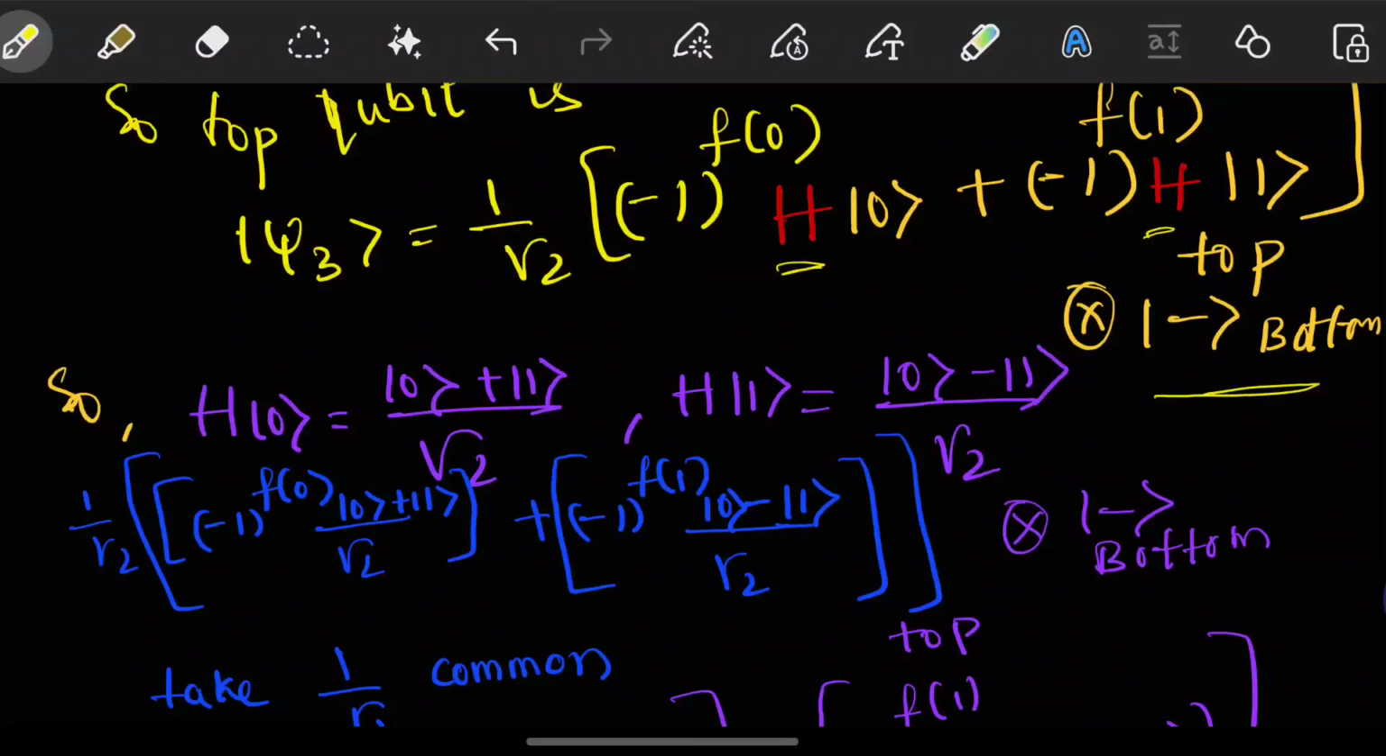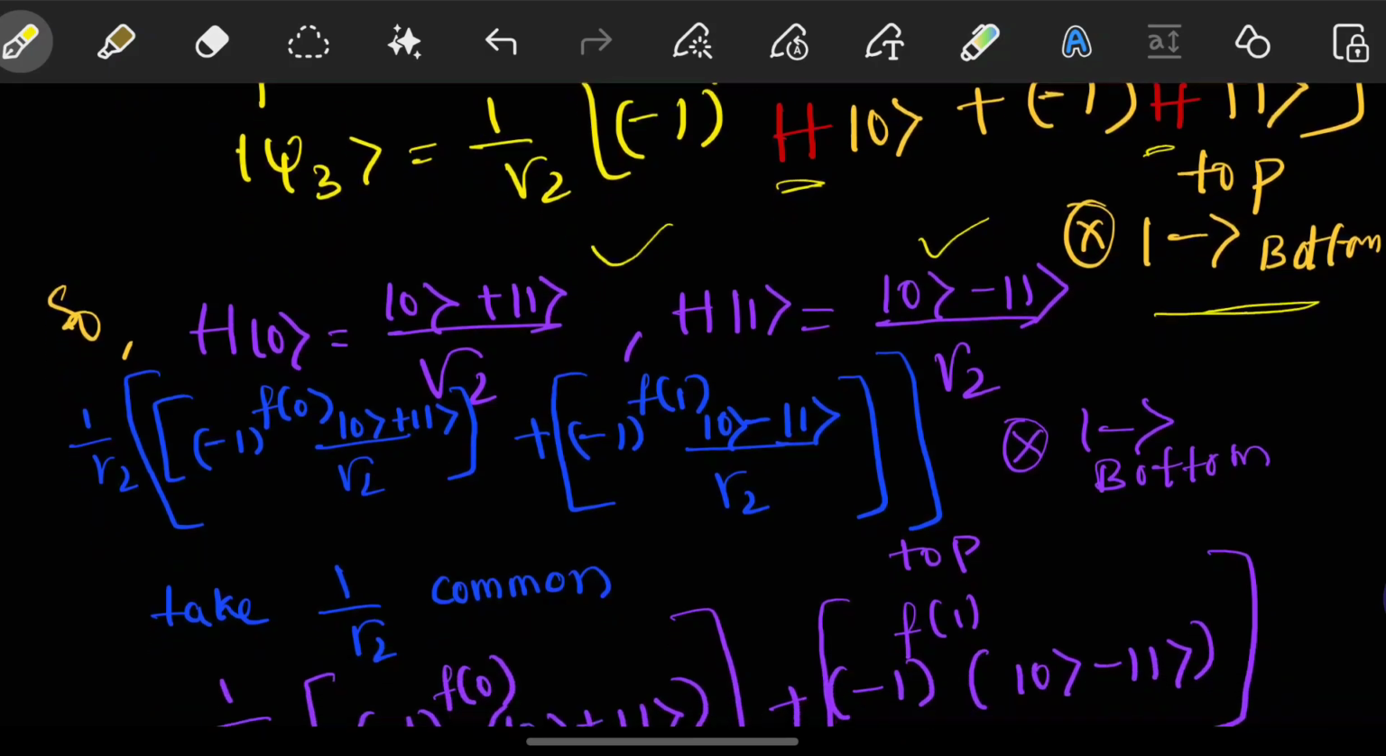Now what I am doing is nothing but, you already know the equations, H of ket 0 is (ket 0 plus ket 1) by root 2, H of ket 1 is (ket 0 minus ket 1) by root 2. If you are not familiar with quantum gates, let's watch the previous video in my playlist. I have given a clear explanation about all the quantum gates. Please do watch for your better understanding. Then you come to this particular video, then you will be clear.